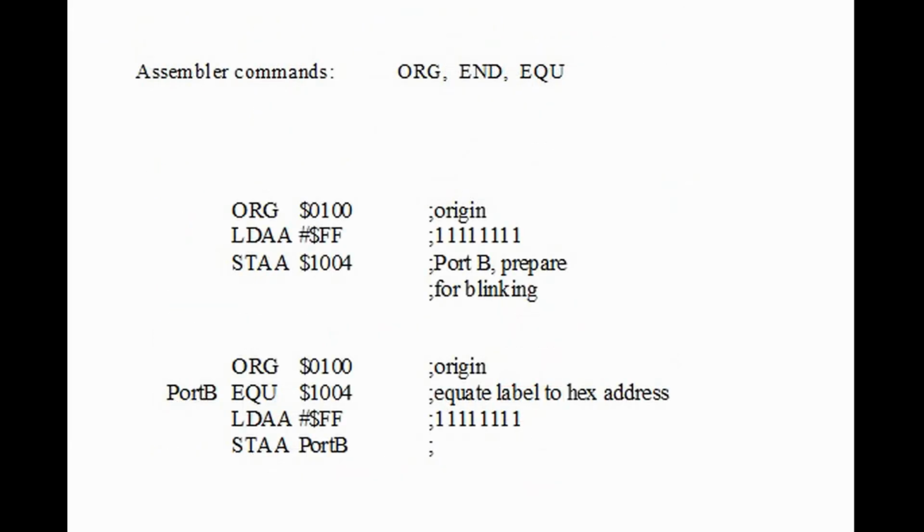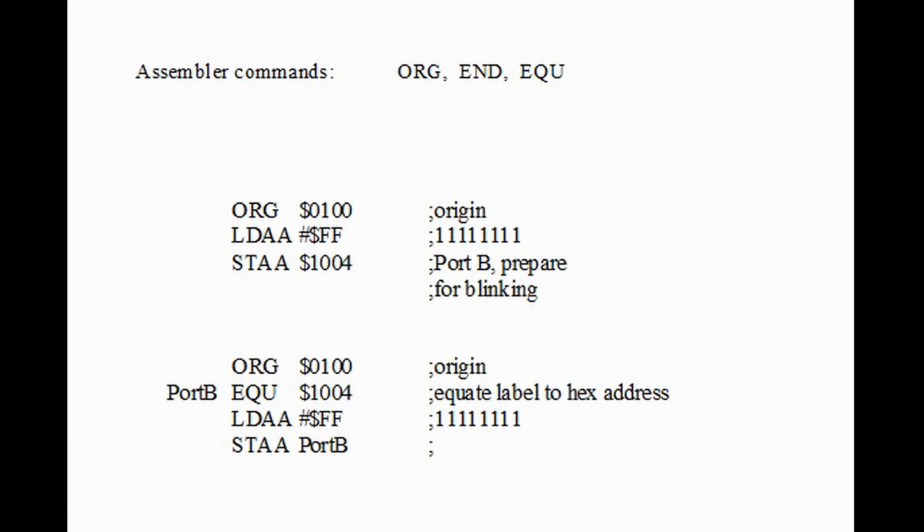Another concept in this chapter is the use of the assembler commands. There are many assembler commands that are not opcode, and an example is the origin, the end, and the equate command. The examples shown demonstrate two ways of doing the same thing. In other words, two ways of doing programs.